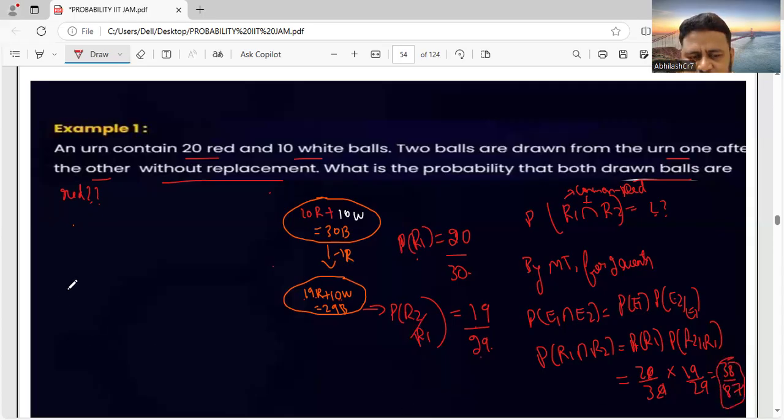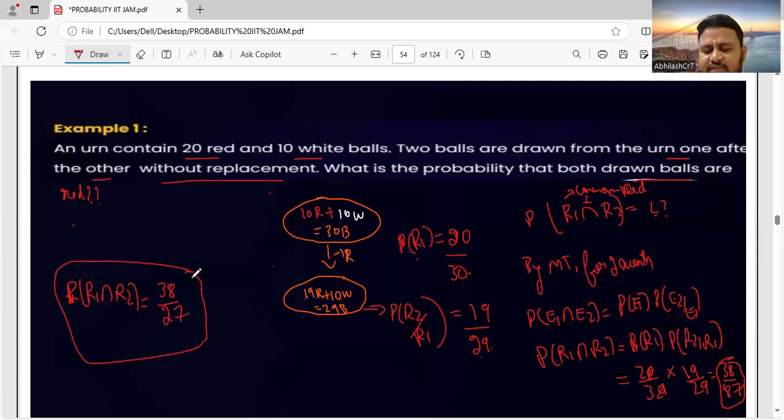Here, the probability that they are asking is probability of R1 intersection R2. That is, all balls are red, which means you have to find the common part, where both are red. That is R1 intersection R2, which you are getting as 38 by 87. This you are solving using the multiplication theorem.